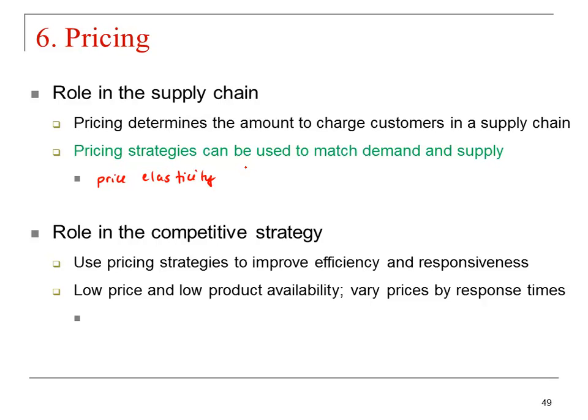Low price and low product availability, vary prices by response time. For example, if Amazon provides you with a faster delivery, that will cost you more.